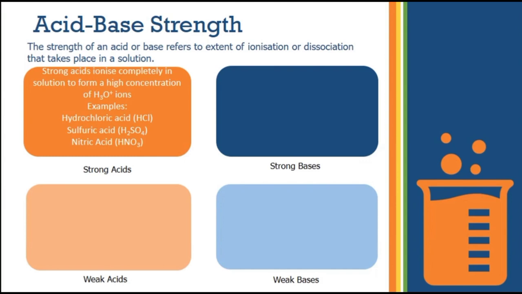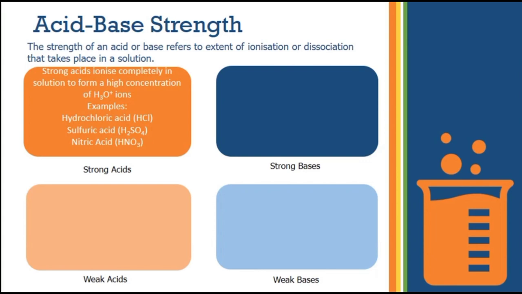Strong acids, here's the definition of a strong acid. Make sure you know this, everybody, because this is important. A strong acid ionizes completely in solution to form a high concentration of H3O plus ions. What are examples of strong acids? It's always good to know two or three examples. Hydrochloric acid, sulfuric acid, and nitric acid. Very important. Have you got that point?